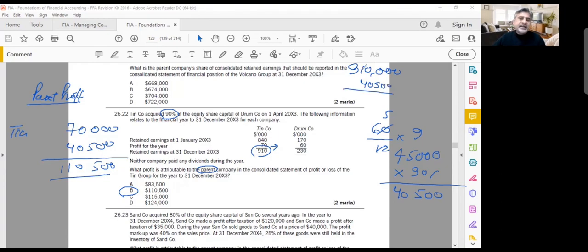I will take 910. This number would remain the same, provided they ask me retained earnings. They don't ask retained earnings. They say profit. Profit is only a 1-year thing, which is 70. So we start with 70.